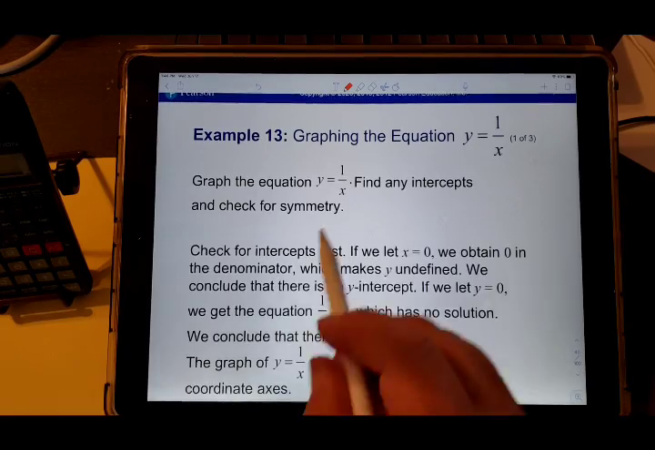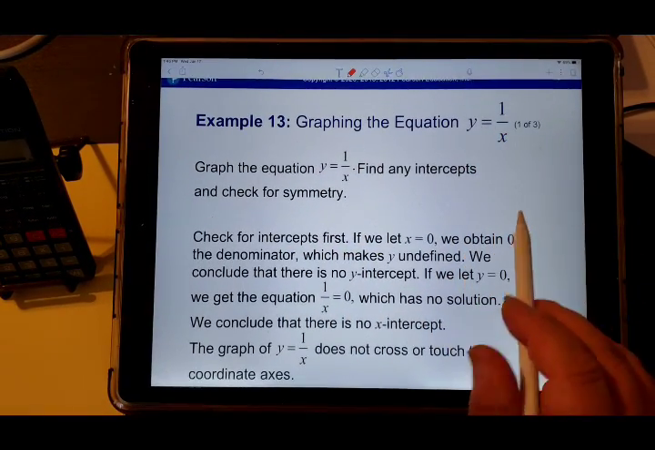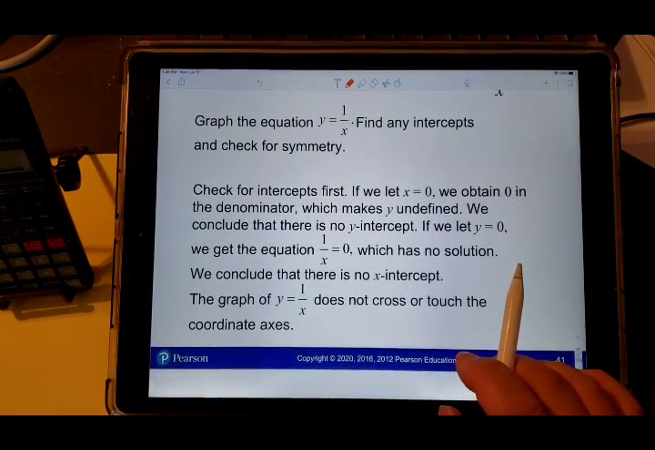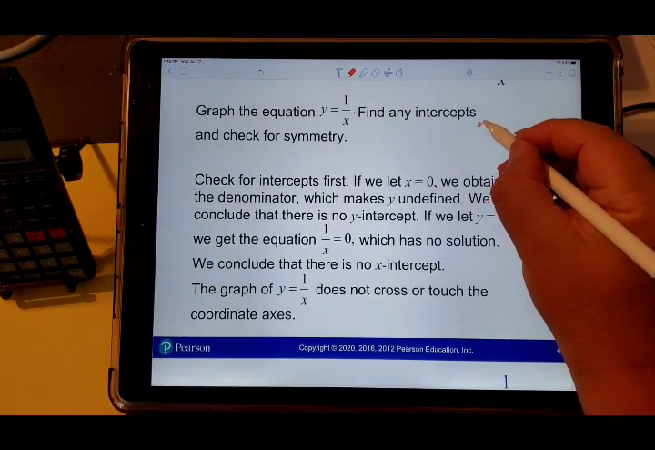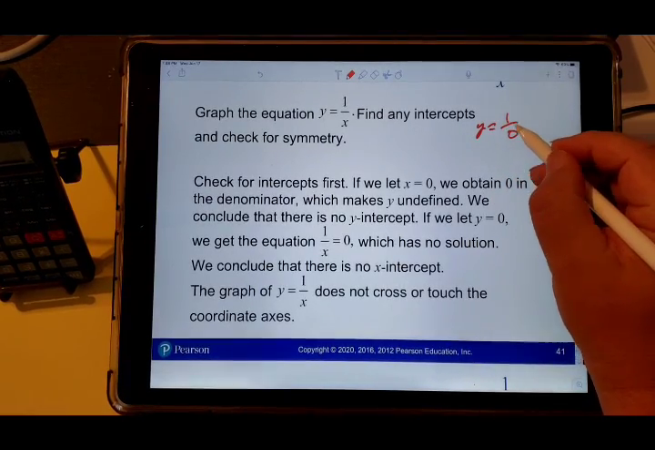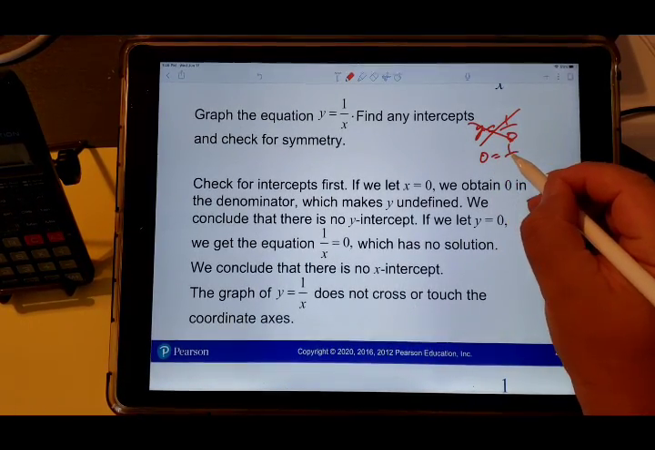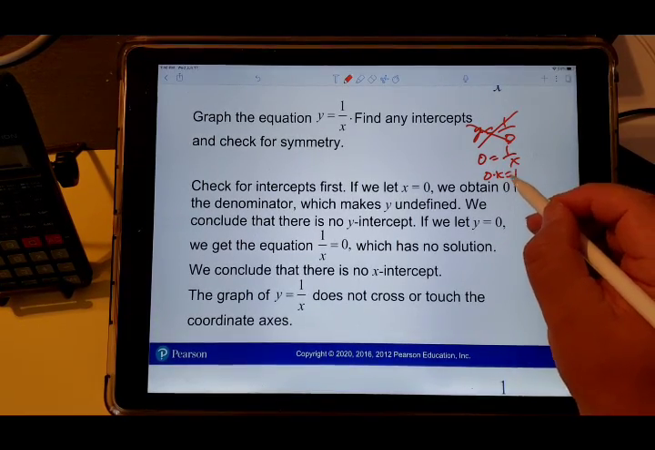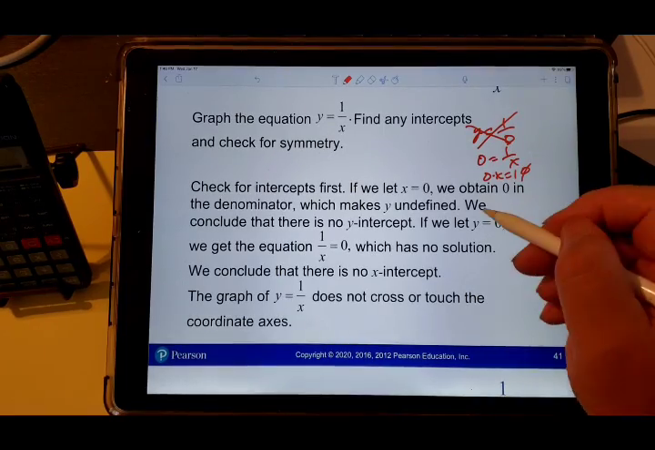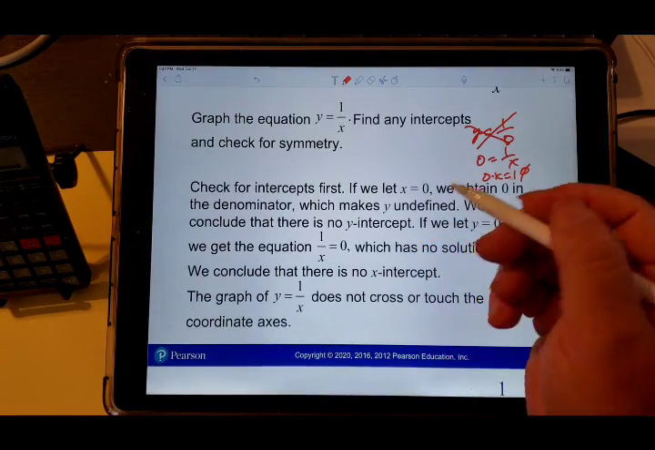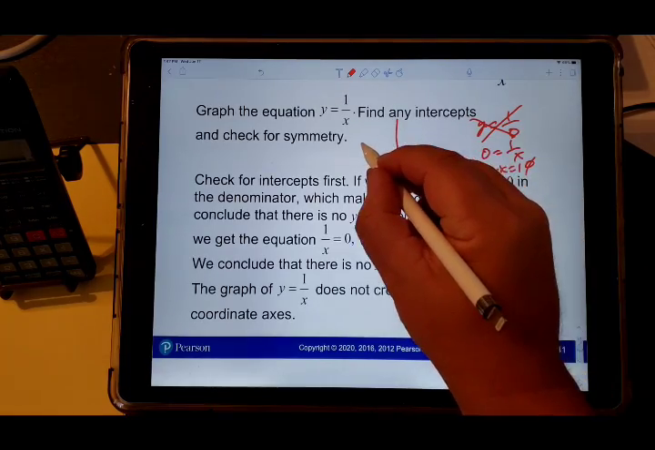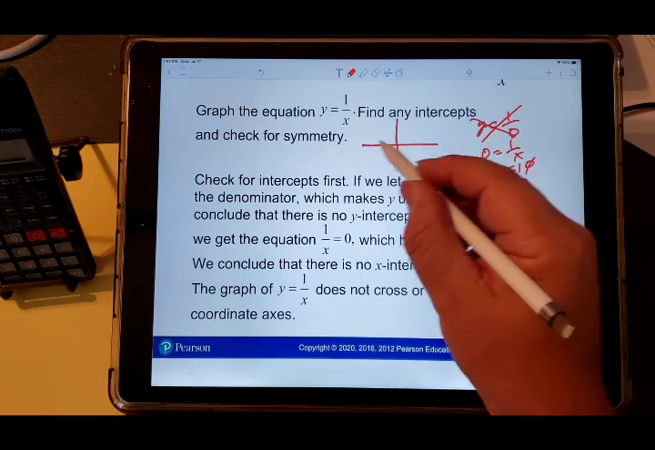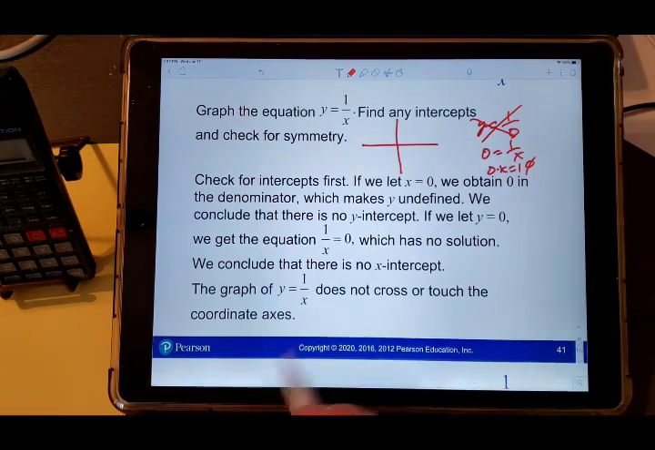Let's do it again. Another example, y equals 1 over x. You try to find intercepts and you'll find out it doesn't have any. If you let x equals 0, that's undefined. If you let y equals 0, you'll cross multiply and you'll get 0x equals 1, which doesn't have any solutions. So no intercepts. Now, sometimes people think that's a bad thing, but it's a good thing to know exactly how many intercepts there are. So however I do this graph, I'm not going to cross or touch the x or y axes.